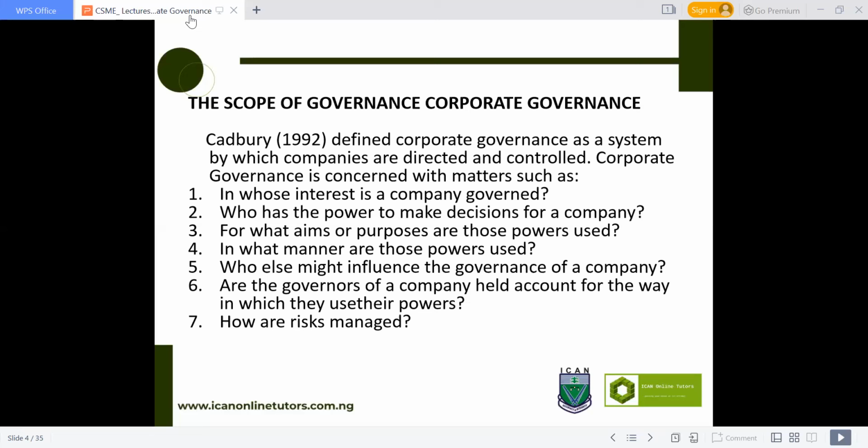Okay. Corporate governance can be defined as the way by which an organization is being directed and controlled. That is governance.